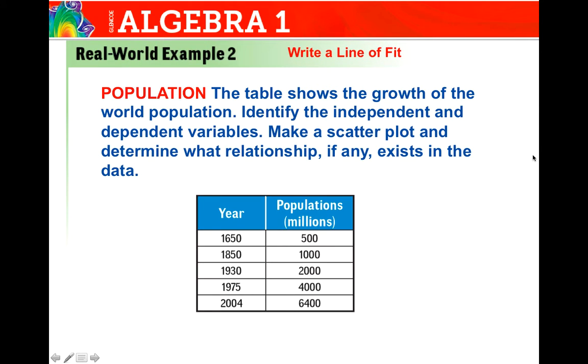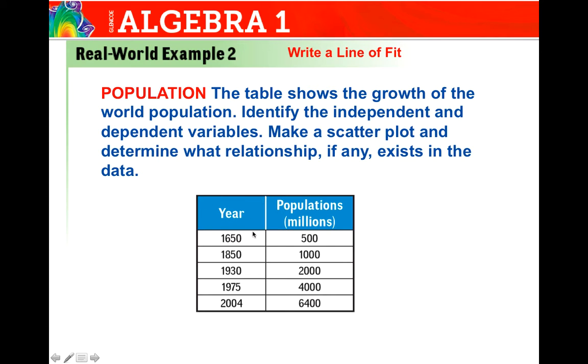Okay. So the table shows the growth of world population. Identify our independent and dependent variables. We want to make a scatter plot and determine what relationship, if any, exists in the data. So let's just take a peek at this table.